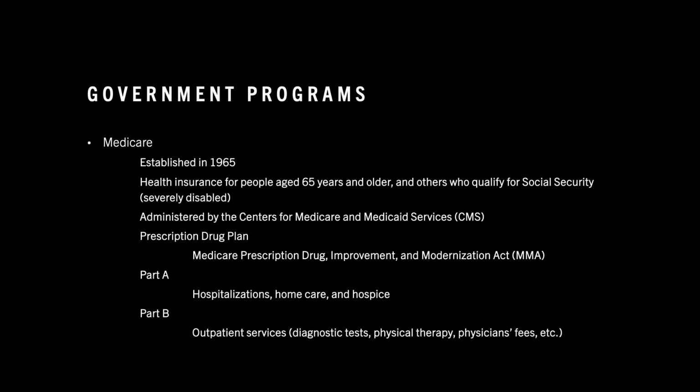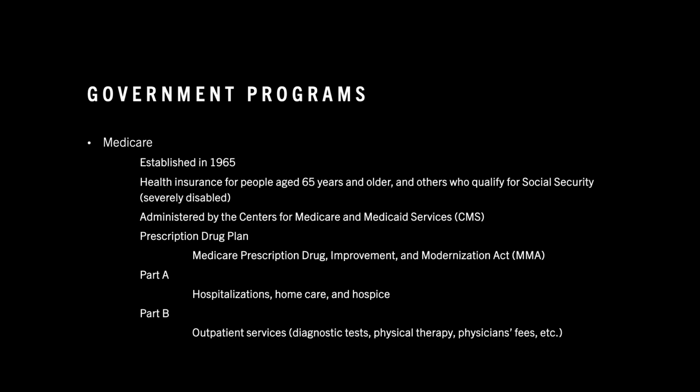Medicare is currently the government health insurance program that guarantees health insurance for people aged 65 years and older, as well as those who qualify for Social Security benefits, which is generally people who are profoundly disabled or mentally impaired. In fact, Medicare began in 1965 and is a part of the Social Security Administration. The main entity that governs Medicare is called the Centers for Medicare and Medicaid Services, CMS. Medicare has a prescription drug plan which was expanded in 2003 with the MMA. No, not that MMA, but the Medicare Prescription Drug Improvement and Modernization Act.